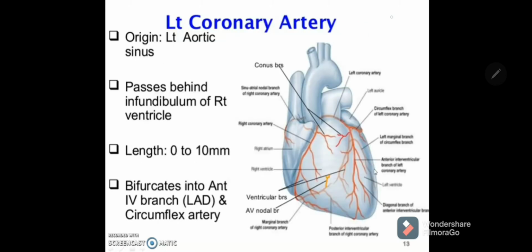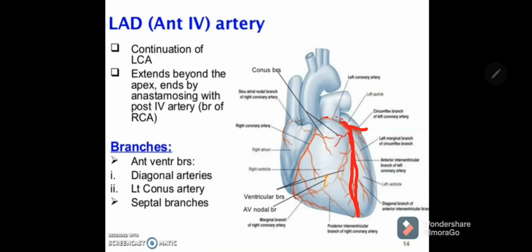It originates from the left aortic sinus or posterior aortic sinus. It runs behind the pulmonary trunk, then comes here on the left side of the anterior atrioventricular sulcus and divides into the anterior interventricular artery and circumflex artery. It bifurcates into two arteries, anterior interventricular and circumflex branch. Anterior interventricular is also called the left anterior descending.